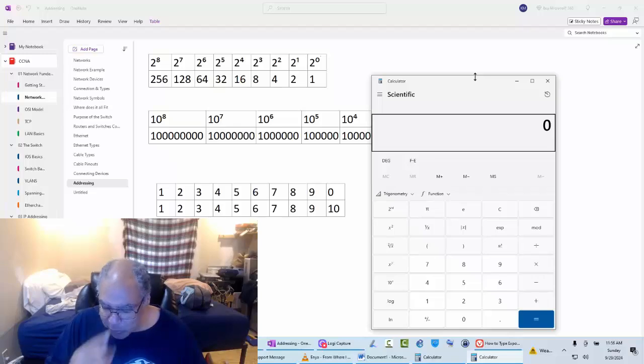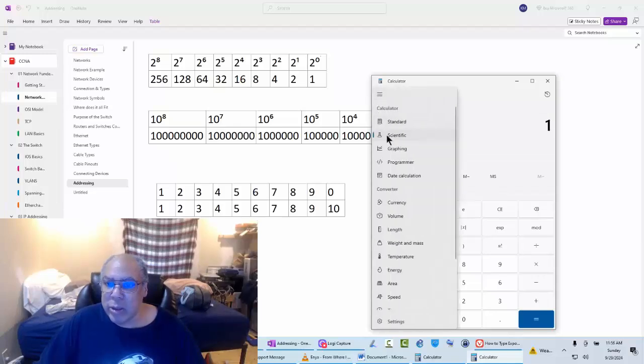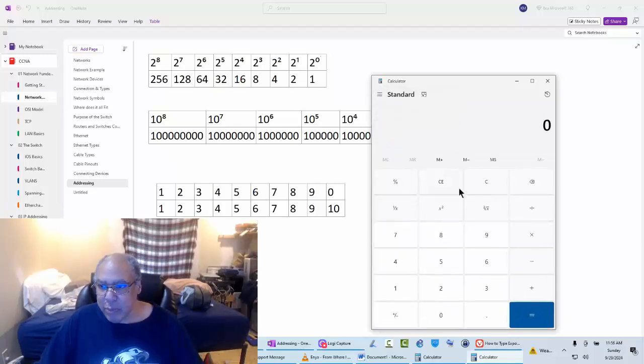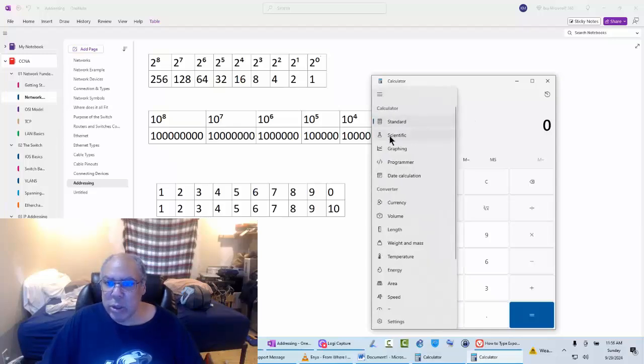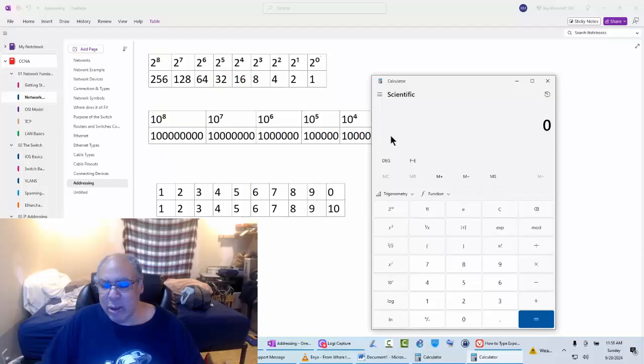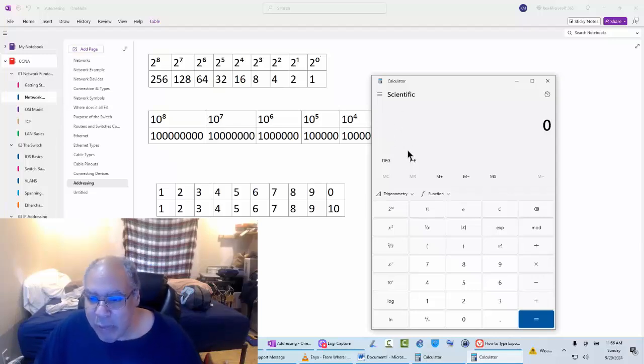Nonetheless, back to elementary school. By the way, on your calculator, you start off with standard, but we want to go to scientific. This button right here is what we're going to use. This button, the x to the second power, what's it going to do? It's going to square it.